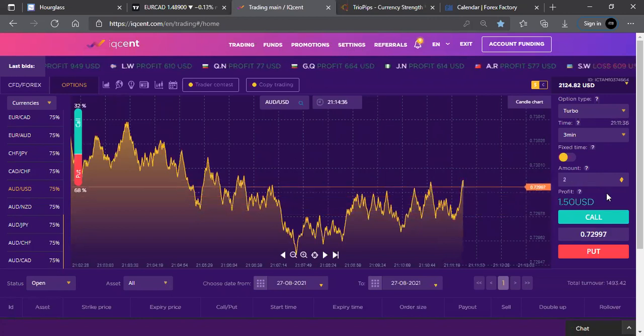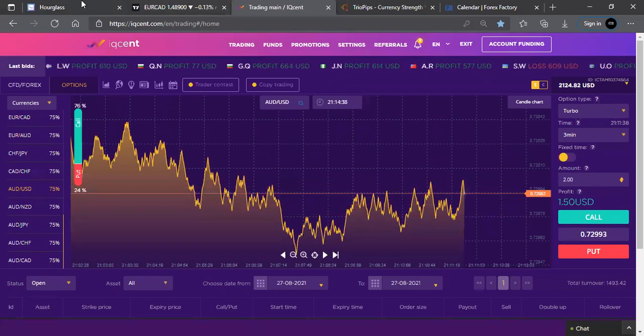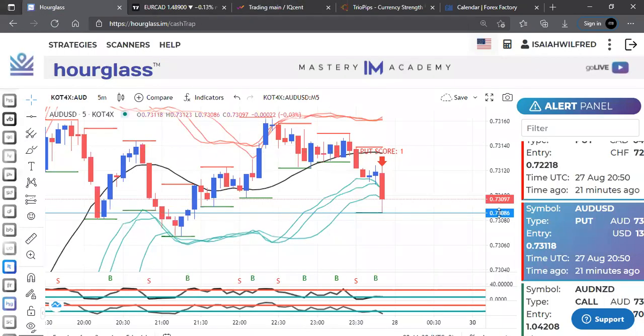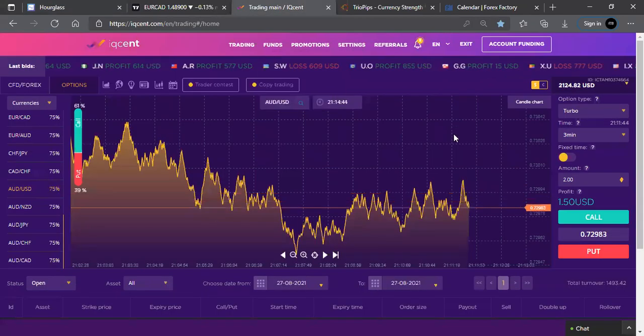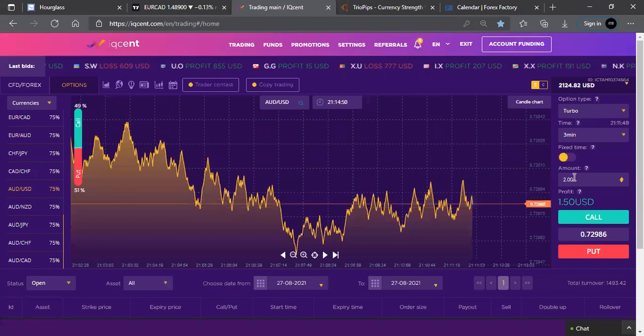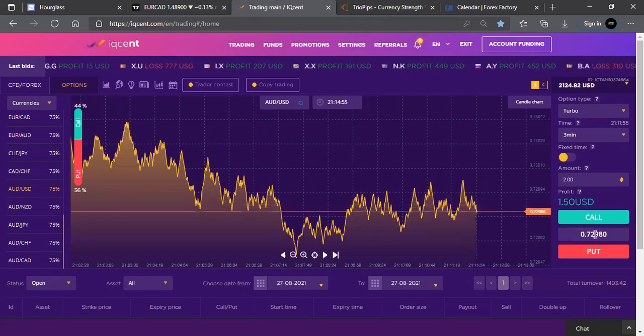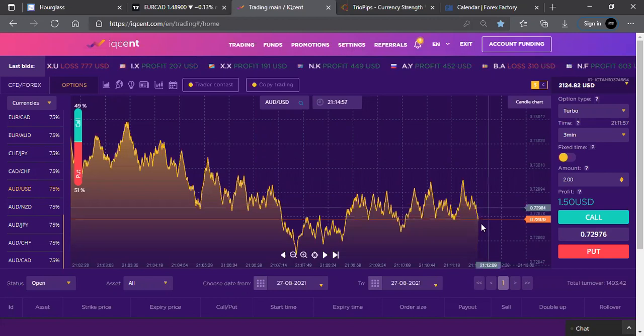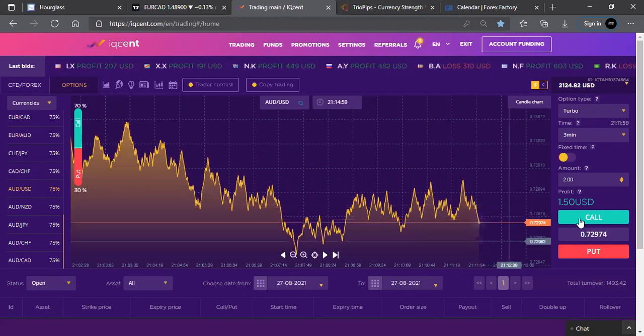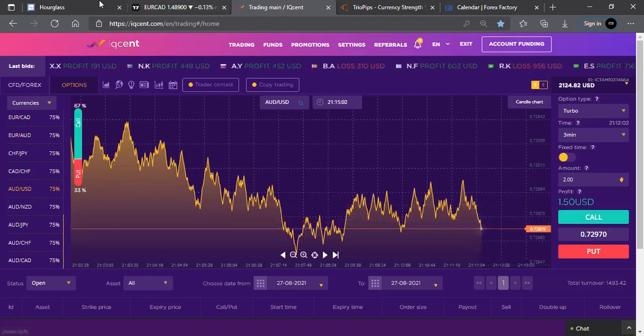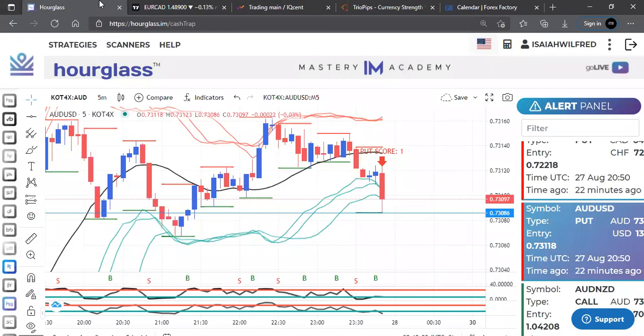So like I said, the entry on Hourglass is what? 0.86. So all I'm doing is what? Come to my broker, click on AUD, set my time for 3 minutes, fixed time, and my amount. And all I'm doing is what? I'm waiting for me to see the last three numbers as well, 0.86. So once I see the market come to 0.86, I click on my call button. And that is how to easily take your trade with Cashtrap. Very, very simple, straight to the point.